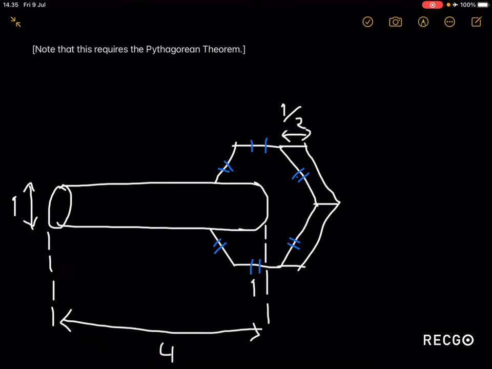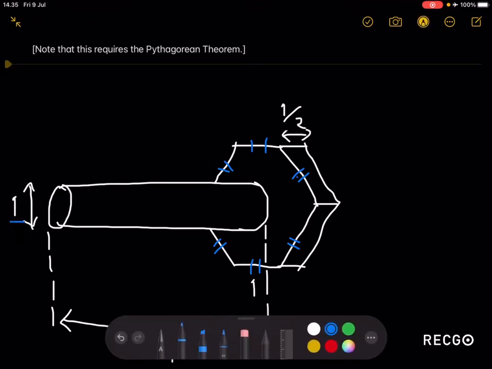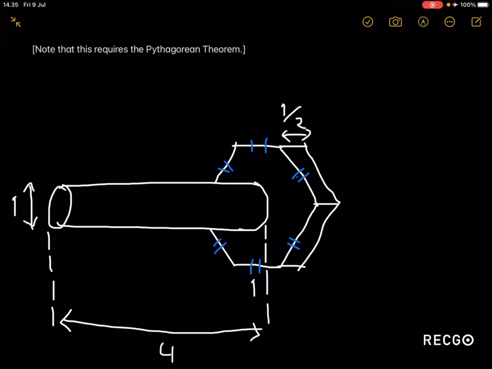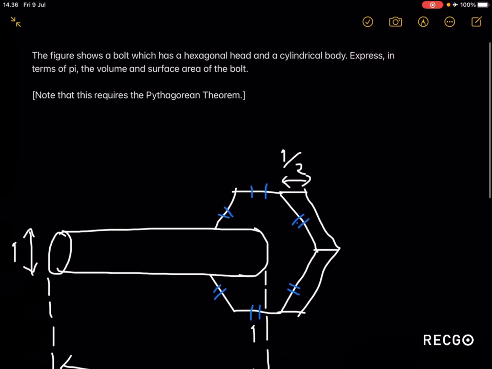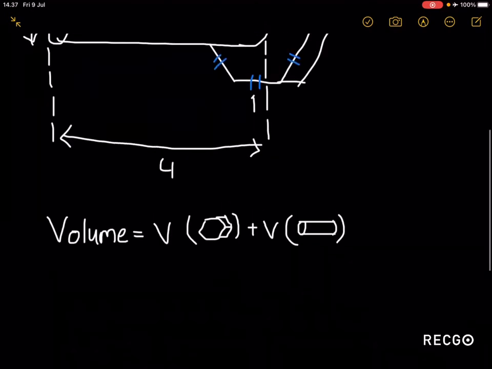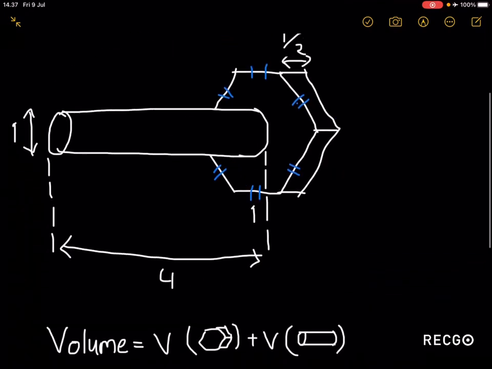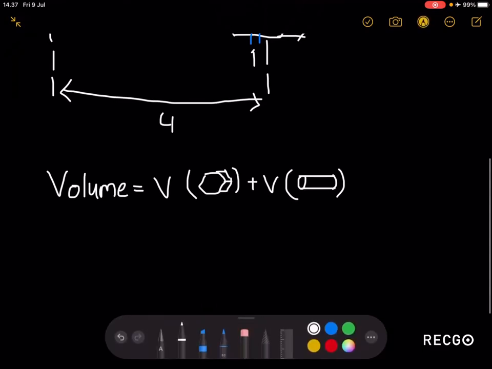And the cylindrical body is just a cylinder with a base diameter of 1 and a height of 4. We need to find the volume and surface area of the bolt in terms of pi. Also note that this question requires the Pythagorean theorem, so just keep that in mind. Since this bolt is a composite figure, we can calculate the volume as the volume of the hexagonal head plus the volume of the cylindrical body.